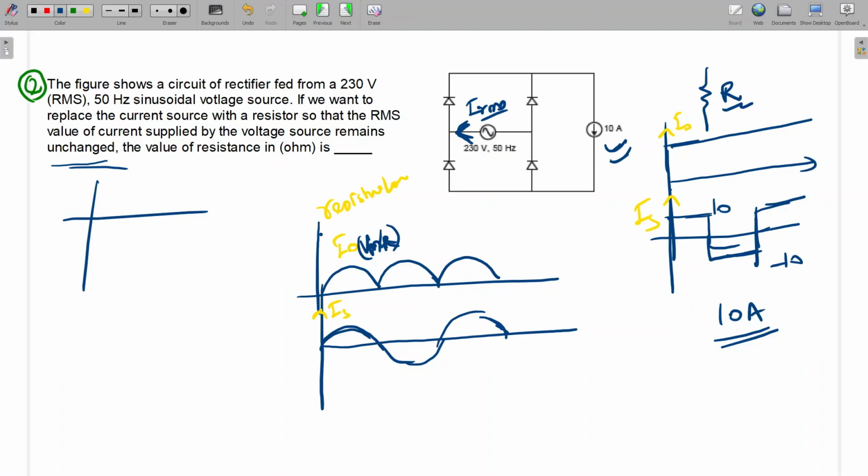Vm by R, sir. Not average. I am just drawing the waveform. So source voltage is Vm sin omega t. This is the source voltage. What will be the voltage waveform across load?